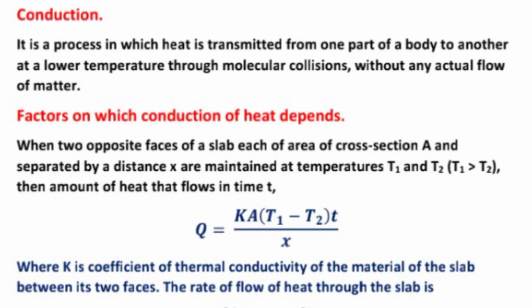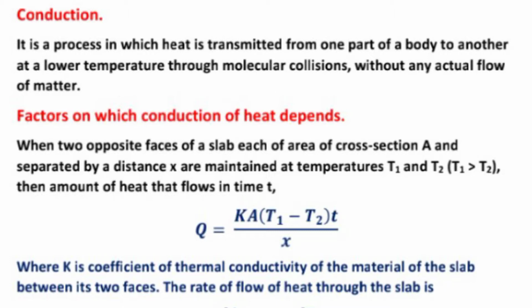Factors on which conduction of heat depends. When two opposite faces of a slab, each of area of cross section A and separated by a distance x, are maintained at temperatures T1 and T2, where T1 is greater than T2. Temperature T1 is greater and temperature T2 is smaller.